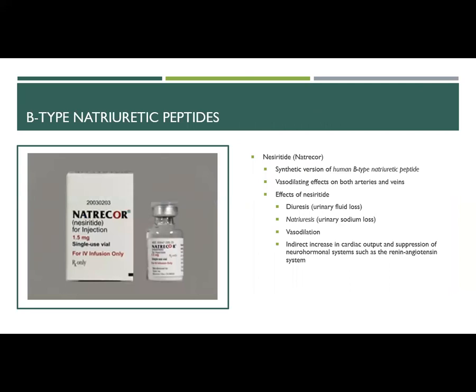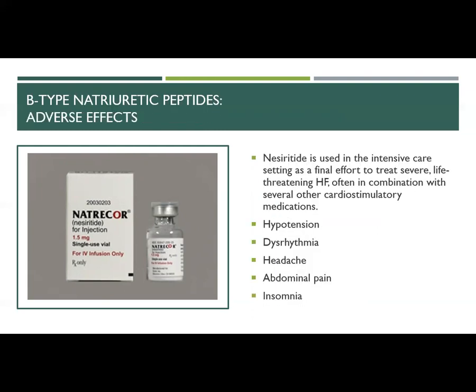B-type natriuretic peptides. So nesiritide has vasodilating effects on both the arterioles and veins. What it's going to cause is diuresis along with natriuresis. So you're going to have urinary sodium loss and fluid loss and vasodilation. This medication is used in the intensive care setting as a final effort to treat severe life-threatening heart failure, often in combination with other cardiostimulatory medications. So this one you usually only see in the ICU.